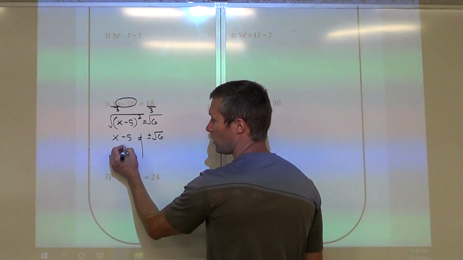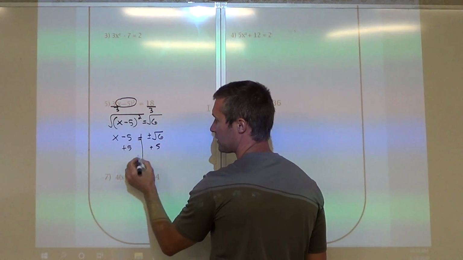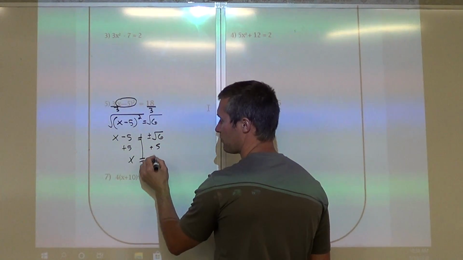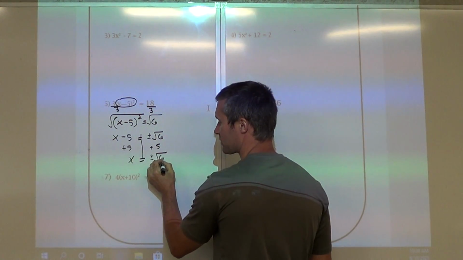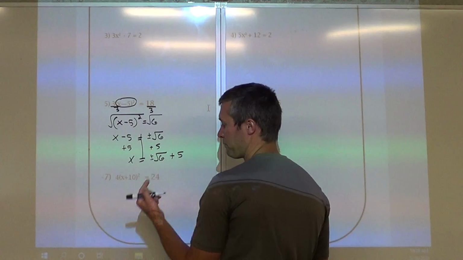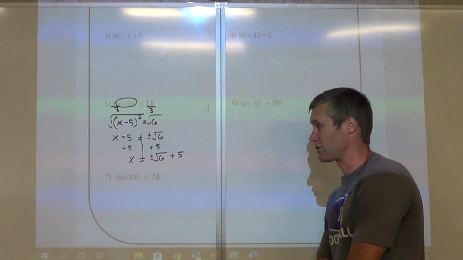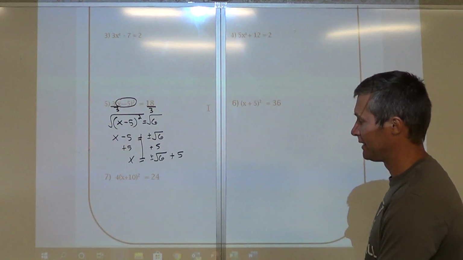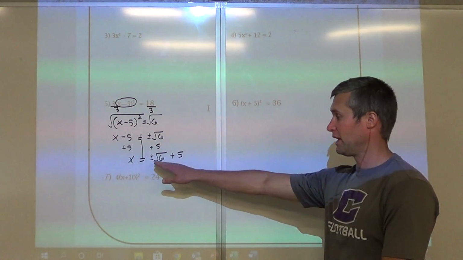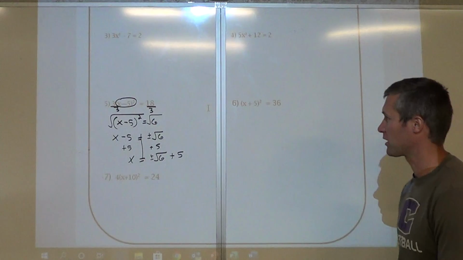And then to solve, we would add 5. So x equals plus or minus the square root of 6 plus 5. If you took the square root of 6, you'd be looking at probably 2.4. So if it said round or estimate, but right now we're just leaving it in radical form.